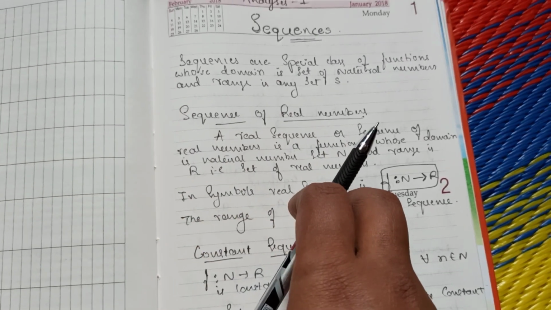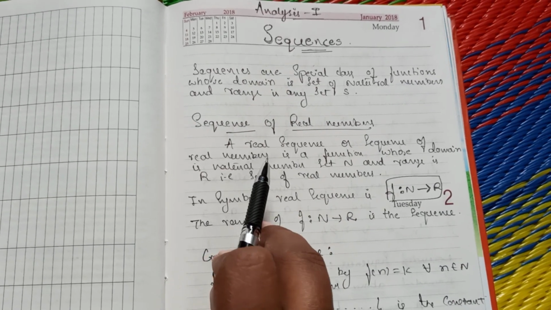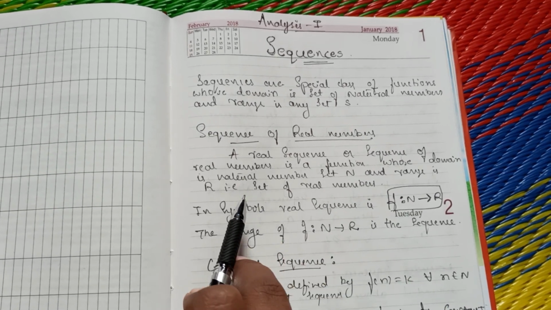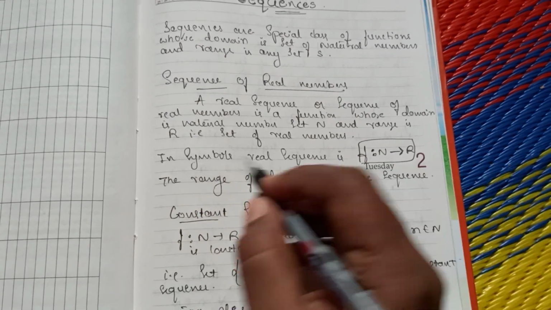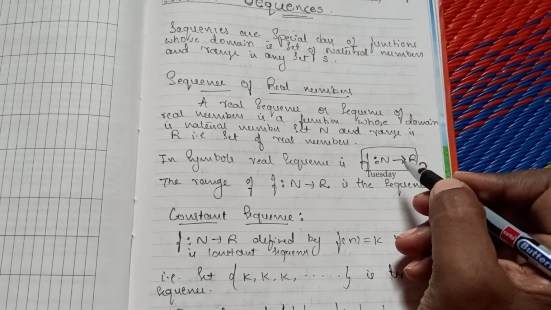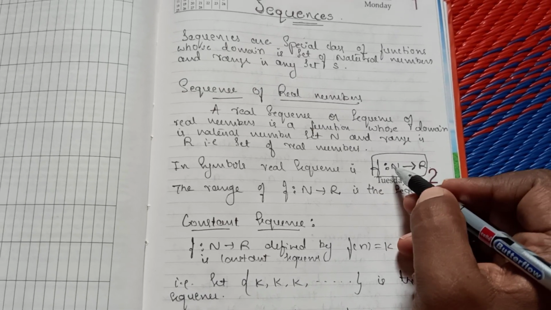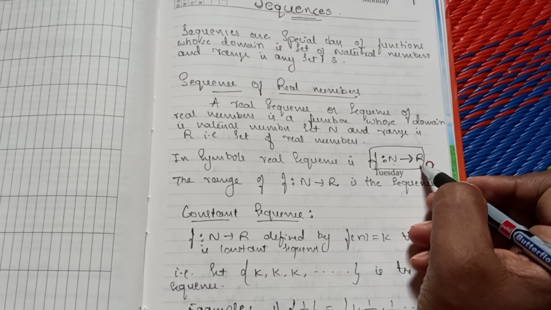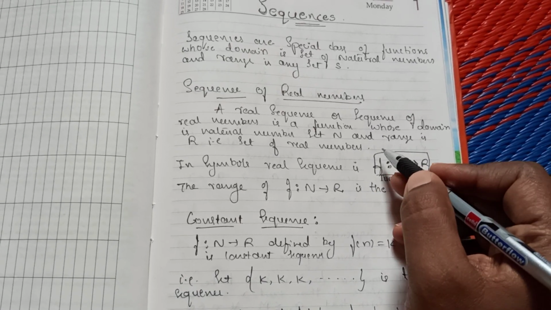Let us see sequence of real numbers. A real sequence or sequence of real numbers is a function whose domain is natural number set N and range is R, that is set of real numbers. In simple, we write the real sequence as f from N to R. Here you can see domain is natural number set N and range is real number set, that is subset of R it may be. This is called real sequence.